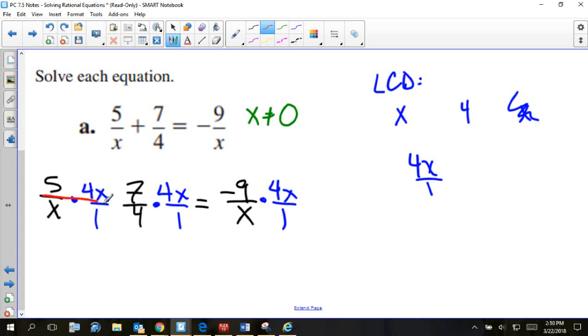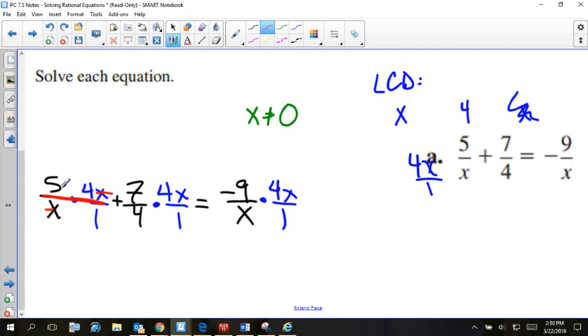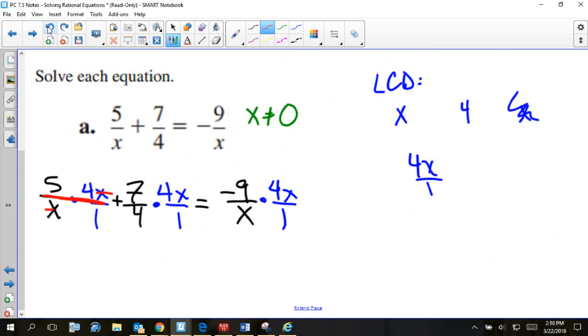Remember, when you're multiplying, you just multiply those fractions straight across. Does anything cancel in this first section, on top and bottom? The x's cancel, right? So I have left over 20. Plus, when I multiply the second term, what cancels? The 4's. And we have left over 7x. And then on the other side of the equal sign, I multiply these together. The x's cancel. I get negative 36.